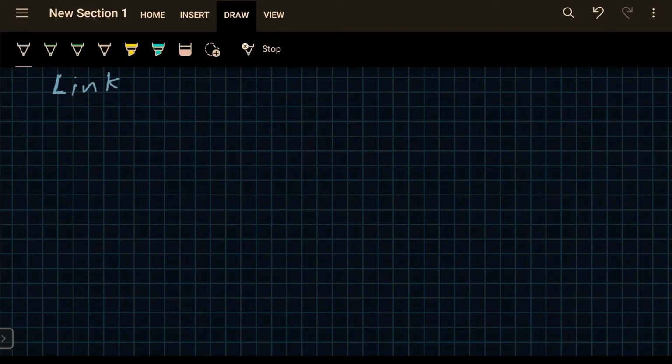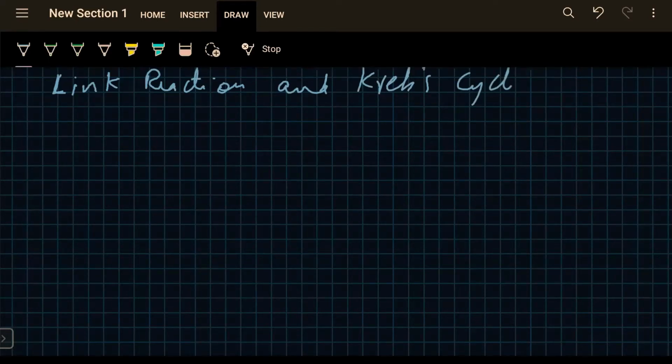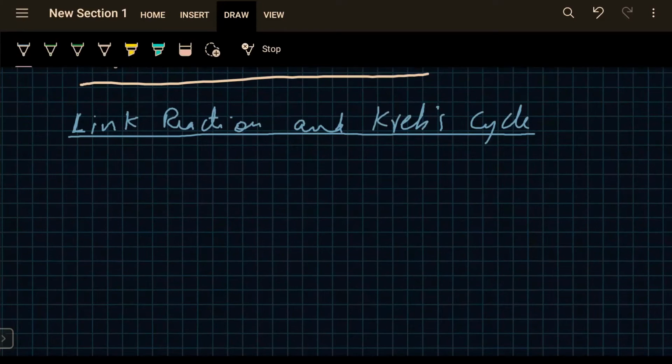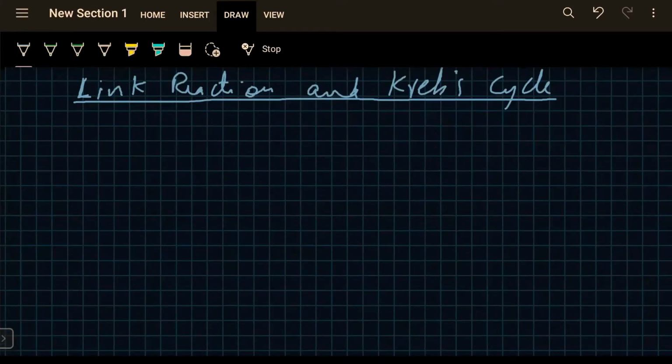We will discuss the link reaction and Krebs cycle. In the last session, we discussed glycolysis.